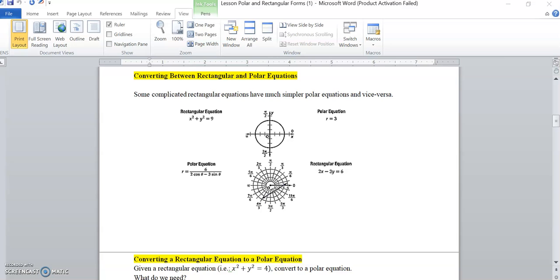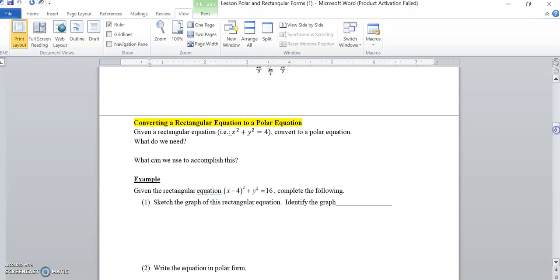We're going to look at converting not just points from polar to rectangular and back, but full-on equations. If you have a rectangular equation such as x squared plus y squared is 9, you can see how much simpler that is in polar. It's just r equals 3. And sometimes it's easier the other way around. A polar equation like this one looks a lot messier than just writing a straight line equation 2x minus 3y is equal to 6. So with that said, let's take a look on the next page of your notes.